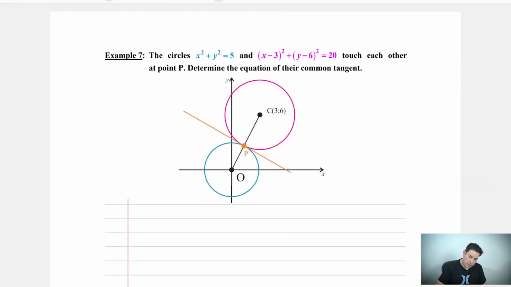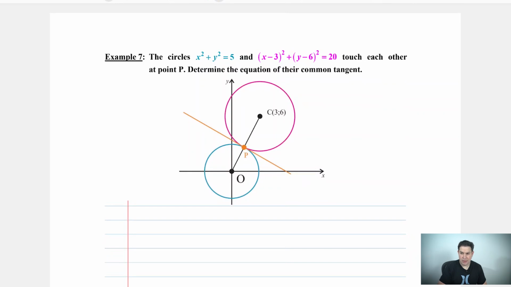So now using this method, we can solve example 7 without actually solving for point P or the gradient of OC or the equation of OC, because if we make the circles equal to each other, we will get the equation of the common tangent straight away, because that is the line joining the two circles. So we can go x squared plus y squared equals 5. And our other equation is (x minus 3) all squared plus (y minus 6) all squared equals 20.